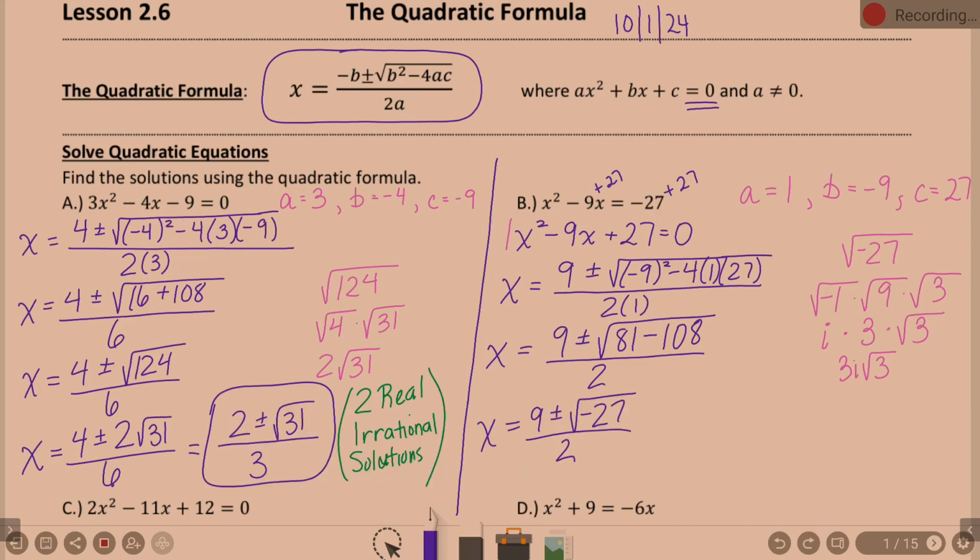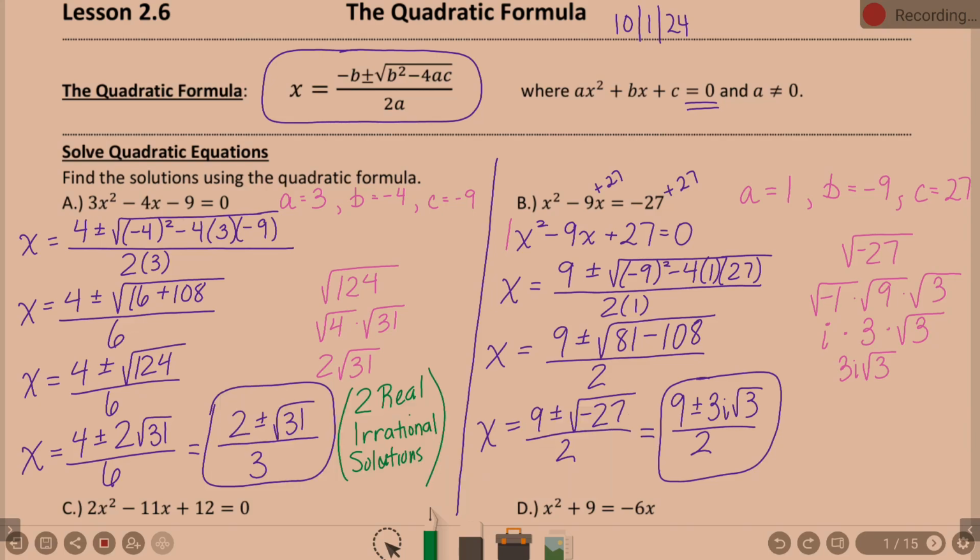Okay, so let's replace over here. We still have 9 plus or minus 3i square root of 3 all over 2. Final step. Is there anything that divides into all 3 pieces? It'd have to divide into 9, the 3 right here, and the 2. So that 2 thrown in there does not work, does it? So guess what? Answer done?